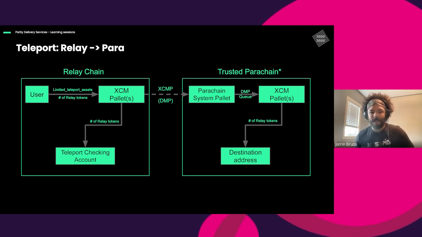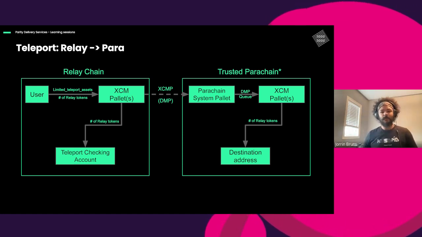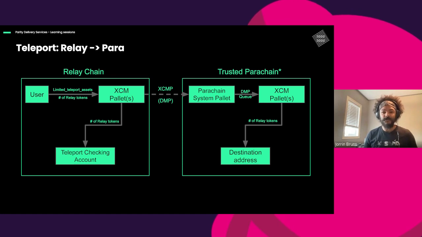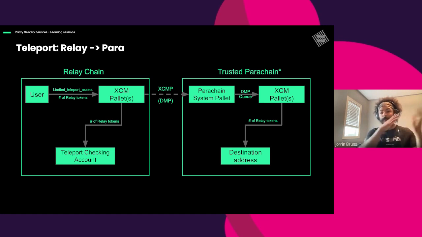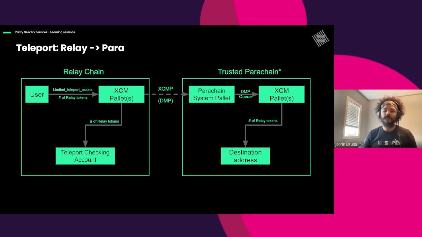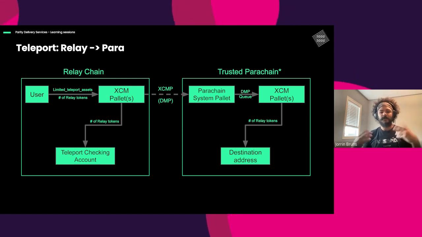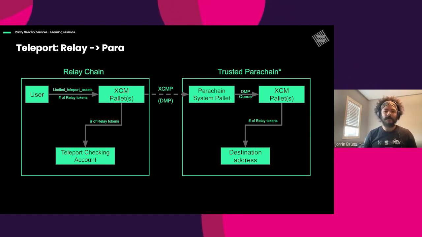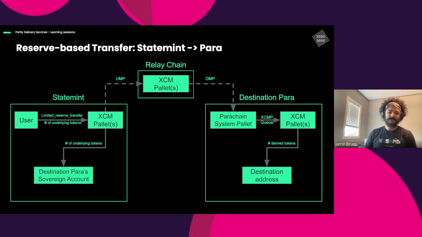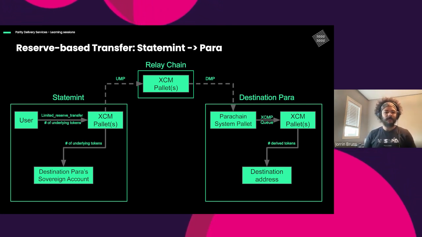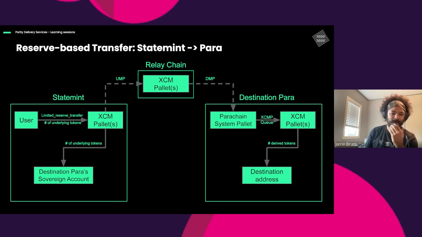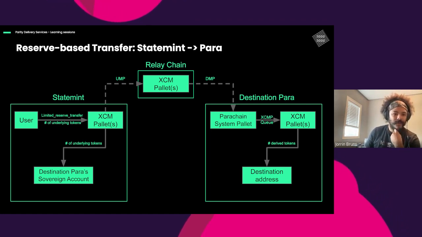Cool. And now you can imagine if we wanted to go the other way, these lines would essentially be reversed. Instead of using DMP, it would be upwards message passing, so use the UMP queue. It would pass those messages back across, and then the native tokens would be deposited into the destination address back on the relay chain. Cool. Now a reserve-based transfer, getting a little bit more complicated. Hopefully this diagram helps illuminate that and make it a little bit simpler. So we have the user here.